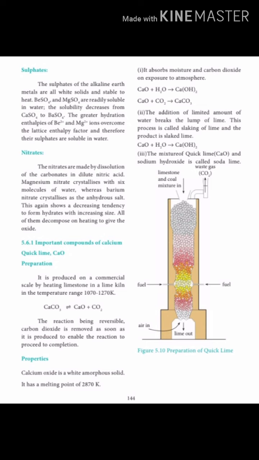Calcium oxide is used to manufacture cement, as a moderator, and in glass. It is used in the manufacture of sodium carbonate and slaked lime. It is used in the purification of sugar and as a drying agent. Then calcium hydroxide. Its preparation: calcium hydroxide is prepared by adding water to quicklime, calcium oxide.